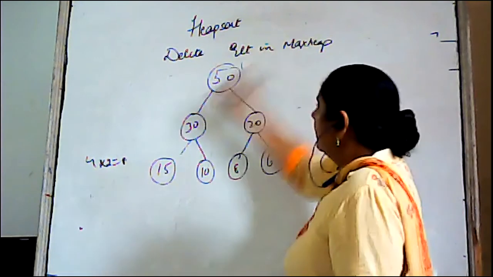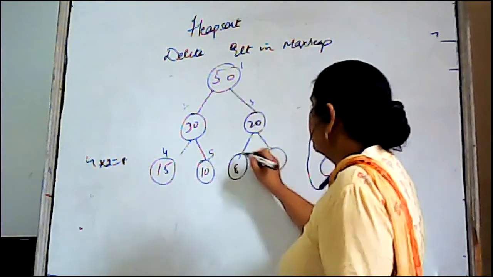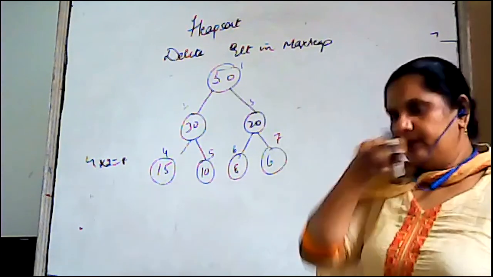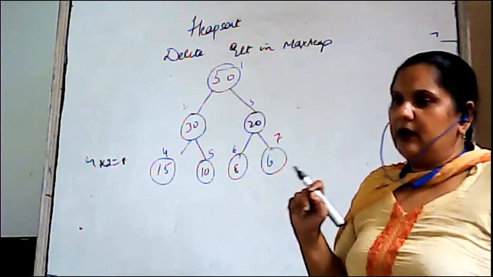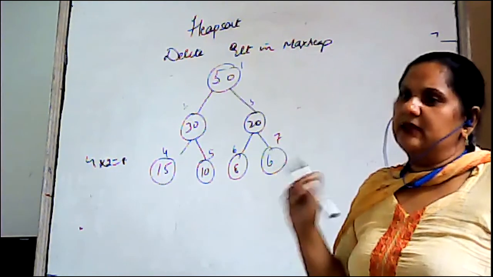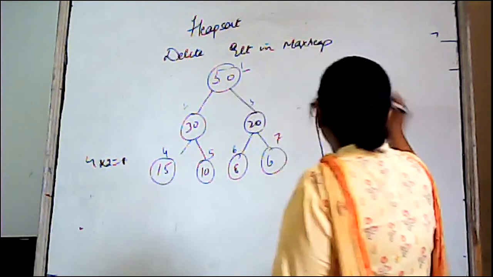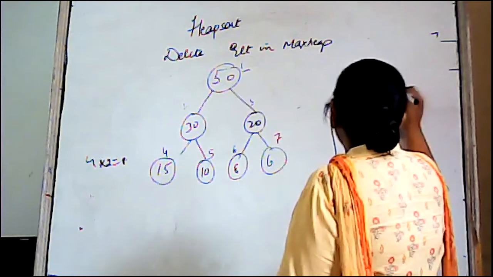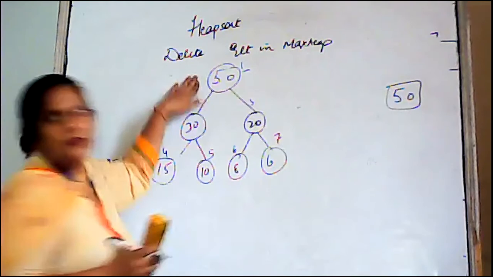The maximum value resides in the root element, which is at location 1. So when we remove an element, deletions will be made from this root only. So the first number which will come out is 50.